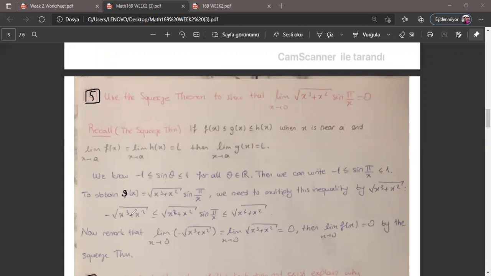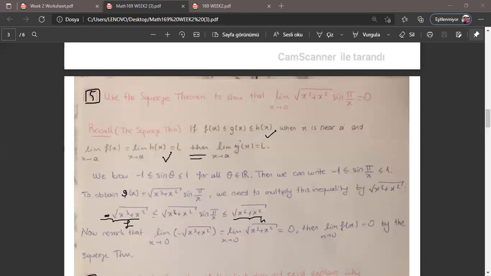Now, you see that the limit of this function, minus the square root, and this function's limit are the same and they are equal to 0. So now this one is f and this one is h, as in the theorem. So the assumptions in the theorem hold, right? We have this inequality, and we have this equality. Then we can use the theorem as we have the assumptions.